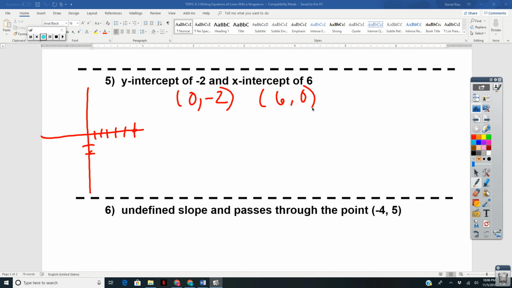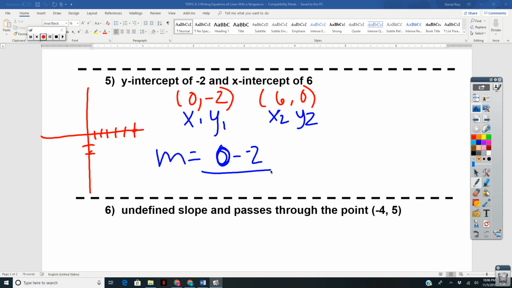And you're pretty much going to do the same thing, find the slope, so label your points x1, y1, x2, y2, and subtract them out. 0 minus -2, that's a 0, before anybody starts going crazy. And then 6 minus 0, that gives me 2 over 6, which is 1/3.